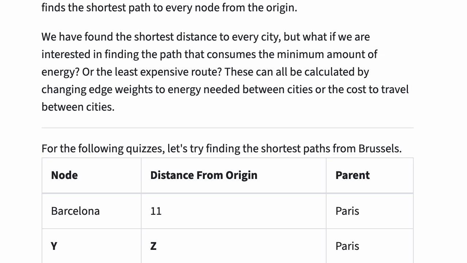We have found the shortest distance to every city, but what if we are interested in finding the path that consumes the minimum amount of energy, or the least expensive route? These can all be calculated by changing the edge weights to energy needed between cities, or the cost to travel between cities.